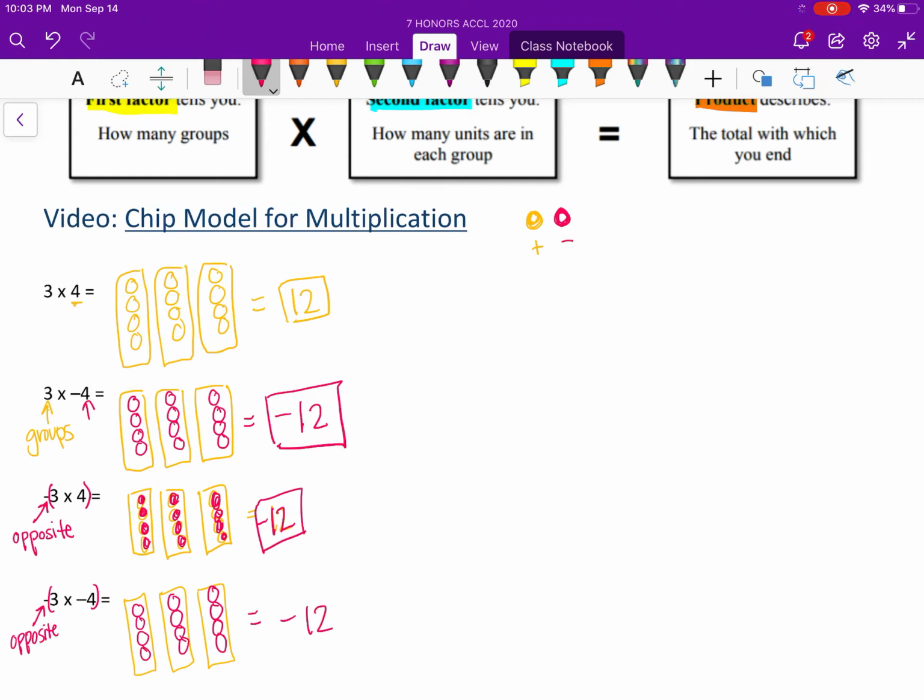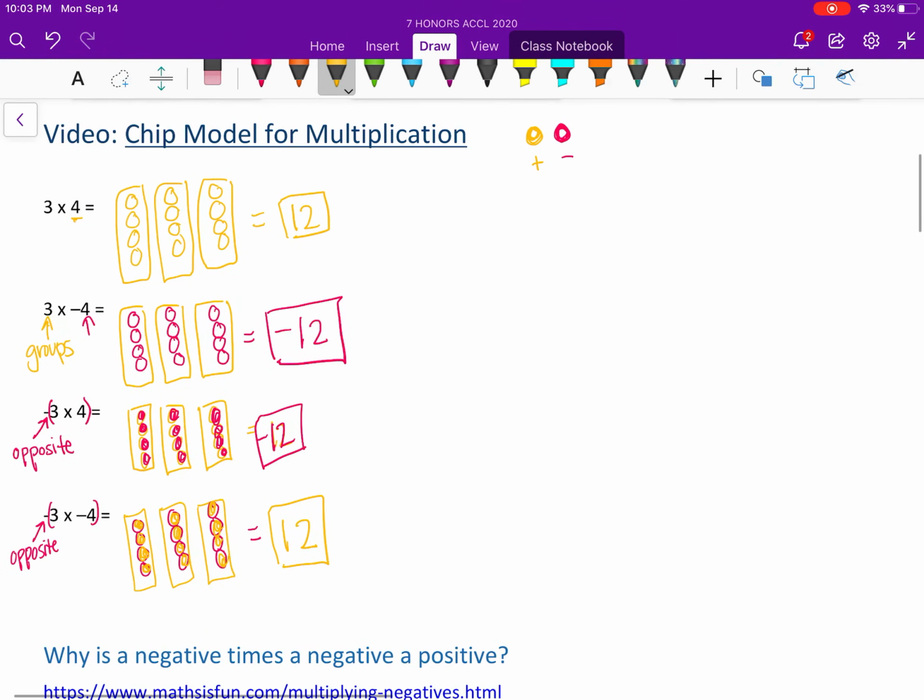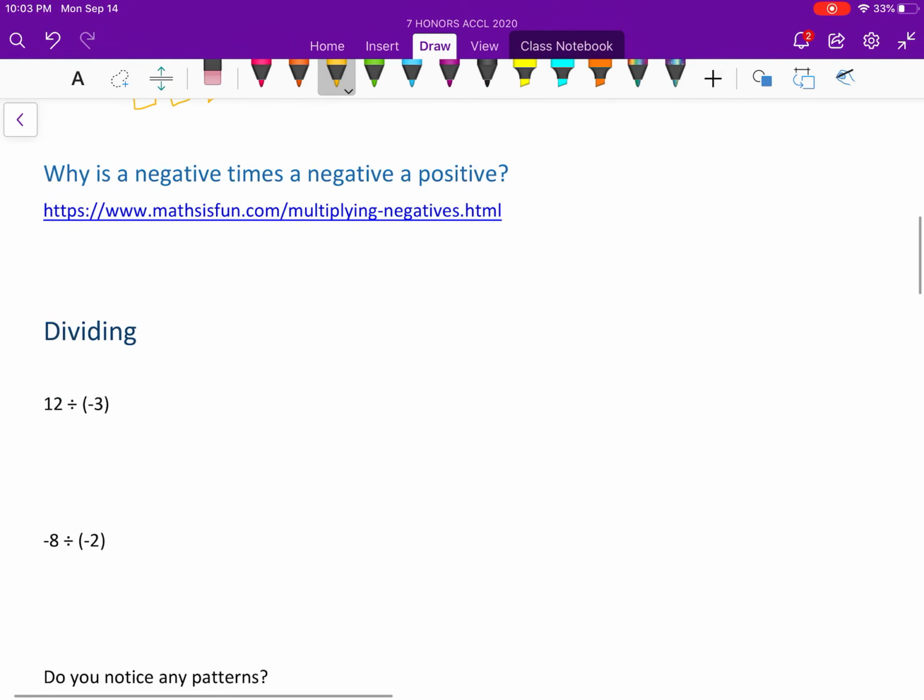Okay, so I know that this is originally negative 12, but I want the opposite, so I'm going to go ahead and flip them over to the positive side. Once I fill all these in with my positive color, I realize that instead of it being negative 12, it's actually positive 12. Okay. So that's how we do the chip model. You can always look at the video for extra help if you need.